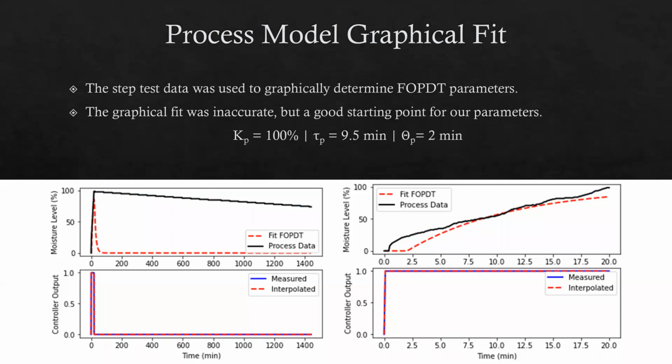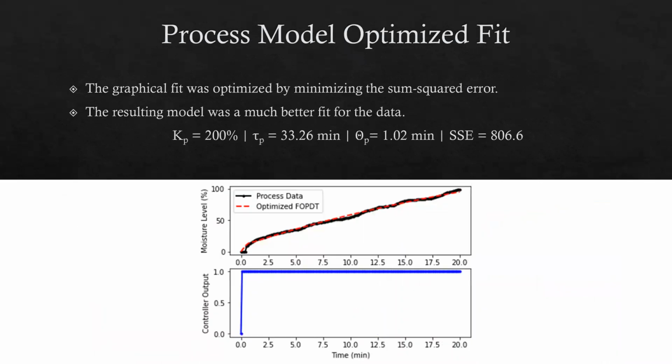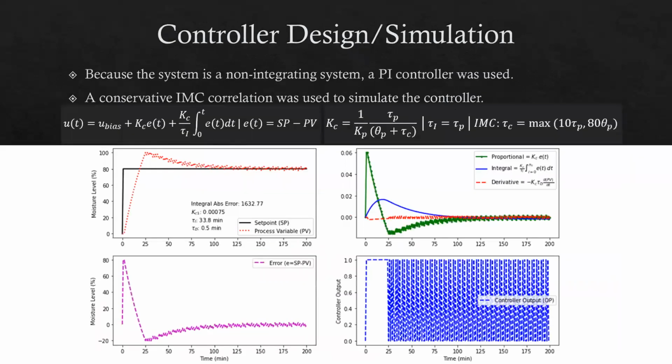Nonetheless, we still wanted to find initial parameters that would help us later, and so we used FOPDT, a first order plus dead time model, to fit our process data as best we could. And although it was inaccurate, it was a good starting point for us. And so the next step was to optimize it. We used sum of squared error and got a much better fit. And we got these parameters, and the fit is shown on the screen.